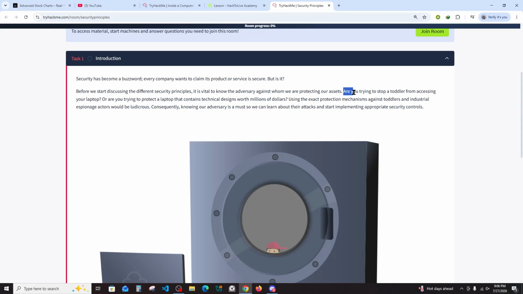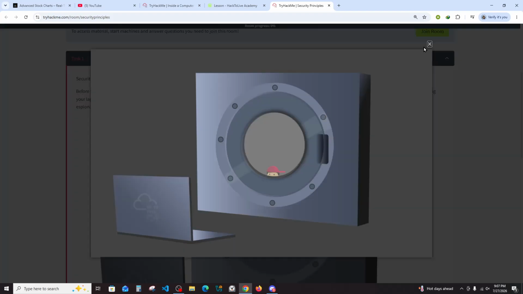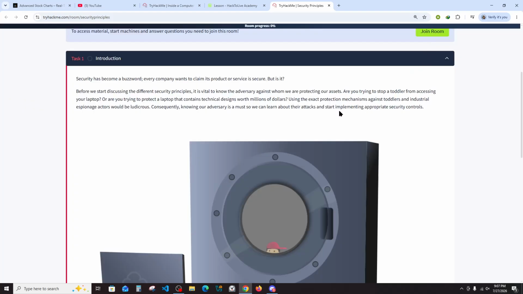Are you trying to stop a toddler from accessing your laptop, or are you trying to protect a laptop that contains technical designs worth millions of dollars? Using the exact same protection mechanisms against toddlers and industrial espionage actors would be ludicrous. Knowing our adversary is a must so we can learn about their attacks and start implementing appropriate security controls.